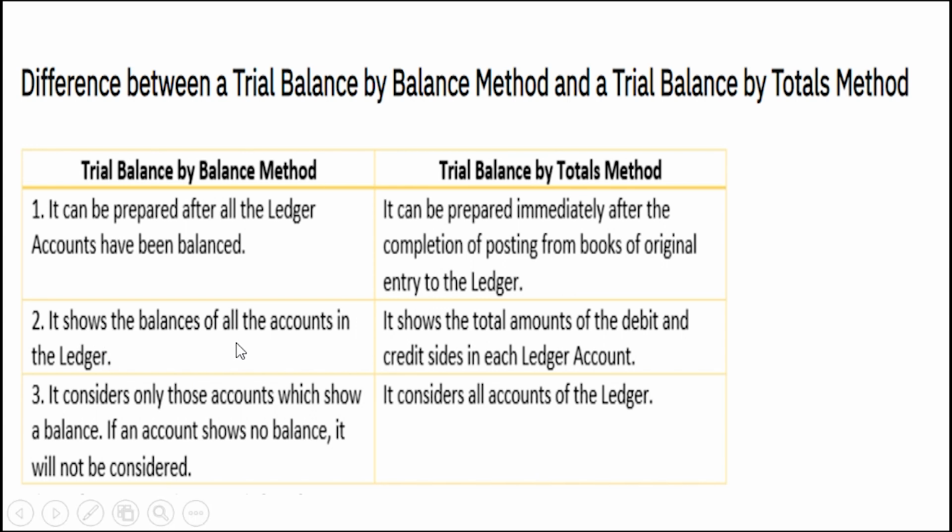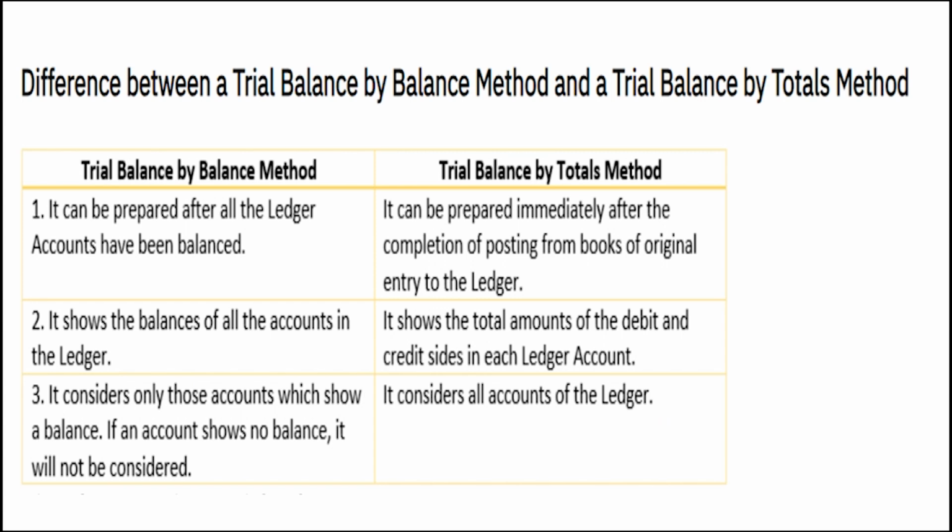The balance method shows the balances of all the accounts in the ledger. The totals method shows the total amount of debit and credit side in each ledger account. The balance method considers only those accounts which show a balance. If an account does not have any balance, it will not be considered. If any account has a zero balance, it will not be carried to trial balance. Trial balance will not have any account whose balance is zero. But in case of the totals method, all the accounts are entered in trial balance, whether they have negative balance or zero balance or any other case.